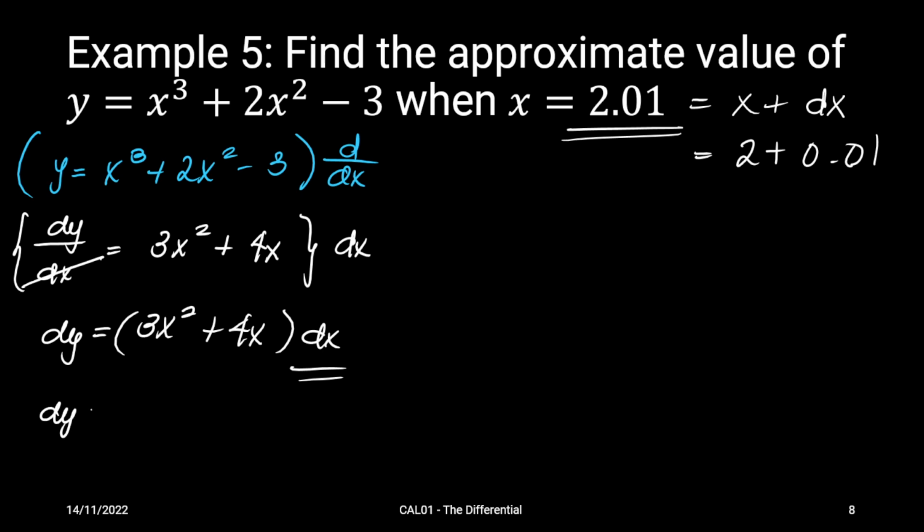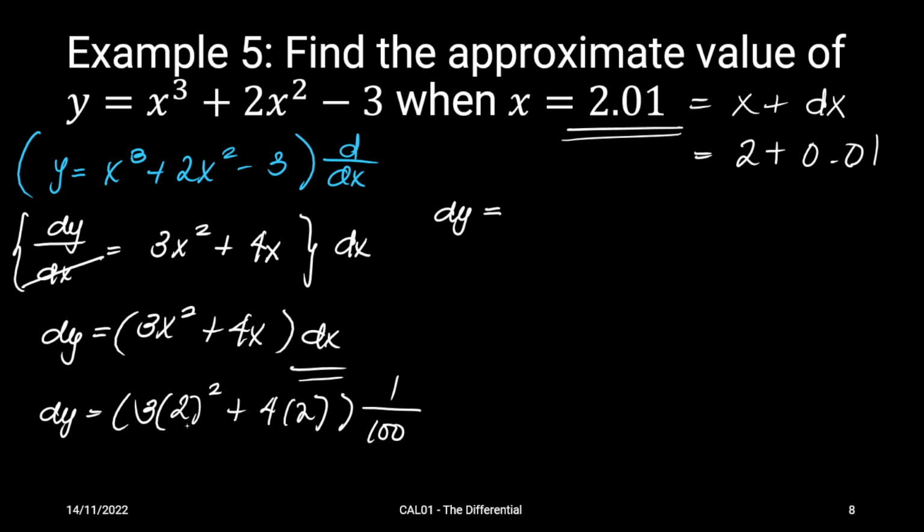dy is equivalent to 3 times 2 squared plus 4 times 2 times 1 over 100. Roughly, dy is equivalent to 2 squared is 4 times 3 is 12 plus 8, that is 20 over 100. So roughly, this is equivalent to 1 over 5. So, that's our dy.